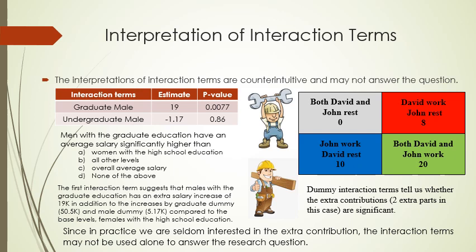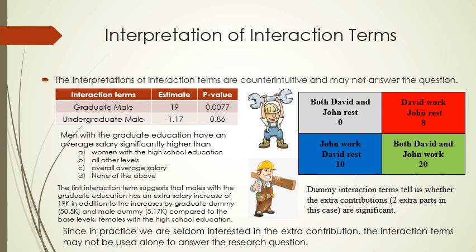In the salary example, the first interaction term suggests that men with the graduate education have an average extra salary increase of 19K, in addition to the increase from graduate dummy 50.5K and the male dummy 5.17K compared to the base levels, women with the high school education. We may interpret the second interaction term in a similar way.